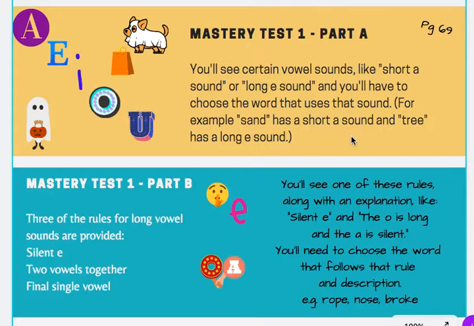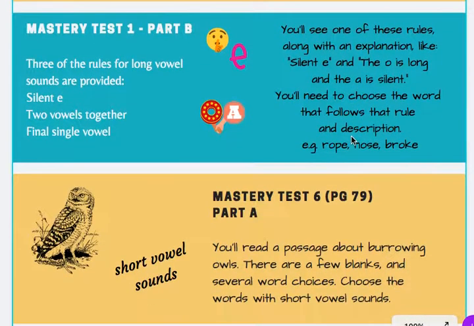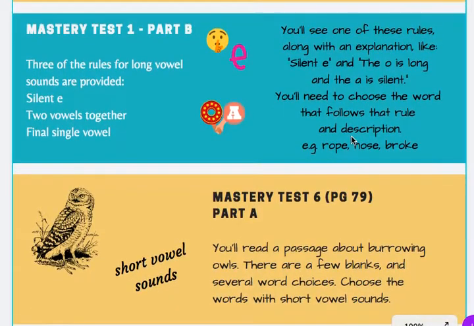And for that one, you'll see certain vowel sounds like short A sound or long E sound, and you'll have to choose the word that uses that sound. For example, sand has a short A sound and tree has a long E sound. And it's just like the homework, so if you did the homework, it should be super easy.